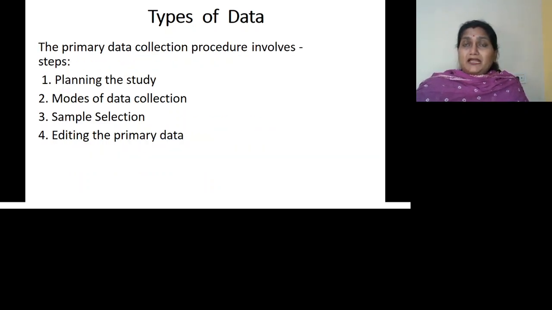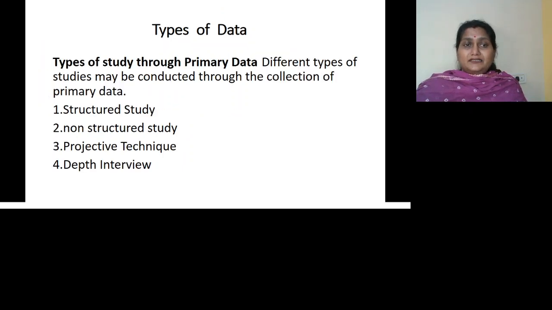Next, the primary data collection procedure involves certain steps. One, you have to plan the study. Then you must decide on the particular mode of data collection, which will depend upon what you are trying to validate in your research, and decide upon the sample, choosing the sample, the size of the sample, finding out which is your target sample, and after collecting the data, editing your primary data.